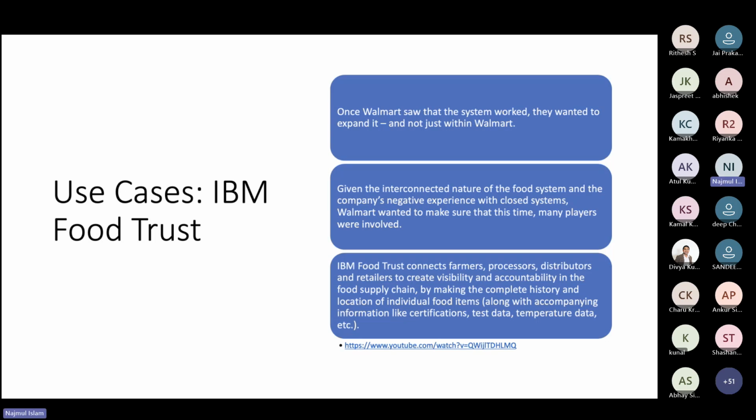So anyway, the whole idea of IBM Food Trust is like this. It's connecting all the supply chain members, supply chain participants, and also automatically recording different data, and also uploads certificates to increase the trust among consumers. So that was the IBM Food Trust example.